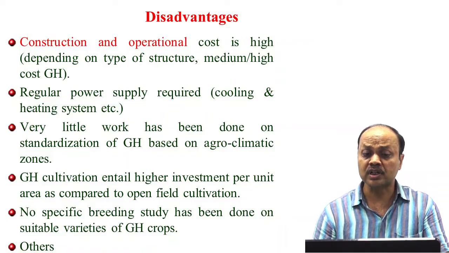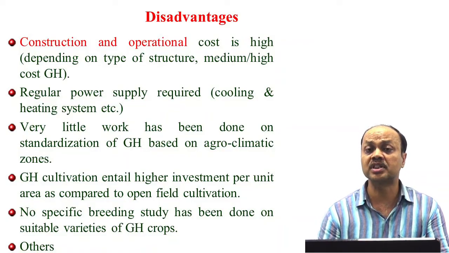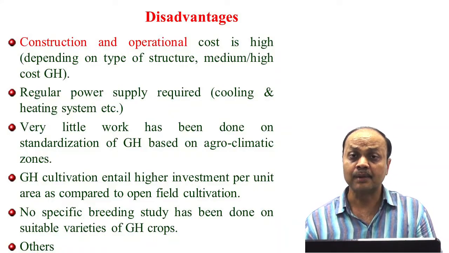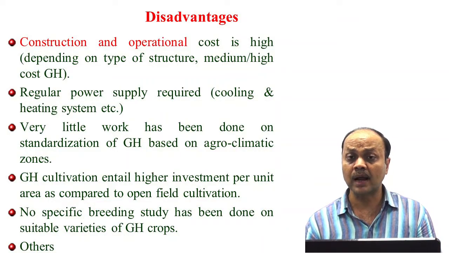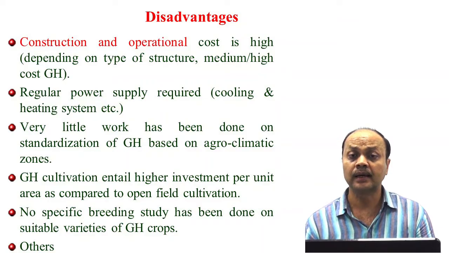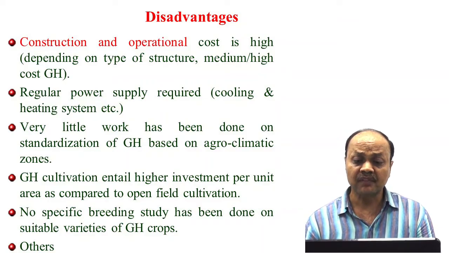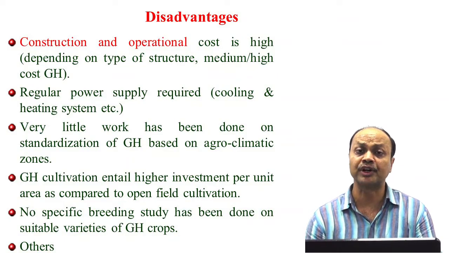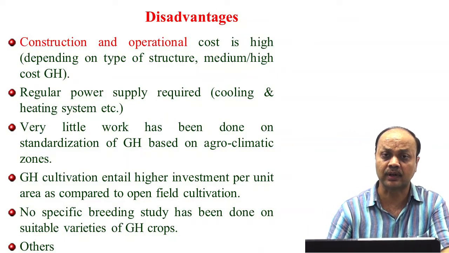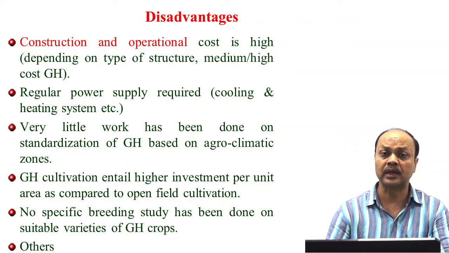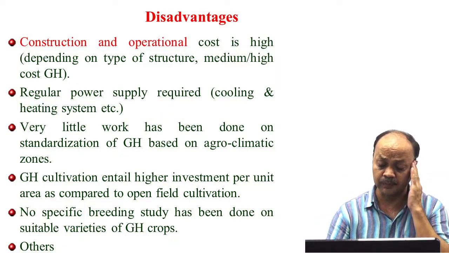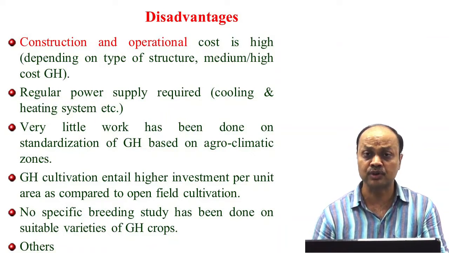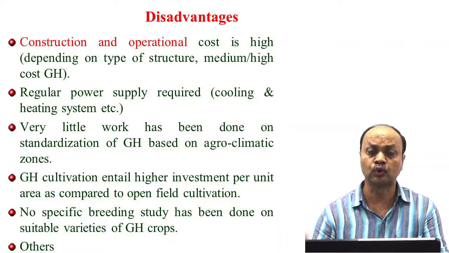Construction and operation cost is very high, depending on which type of greenhouse you are talking about: low cost, medium cost or high cost. And based on the gadgets required to control the environment, your operational cost will depend. Apart from that, a regular power supply is also required, because if you are using a cooling system or heating system, then certainly power supply is needed. If you are not using power supply, then nowadays, depending upon your solar light availability, people are using solar energy to run their greenhouses.